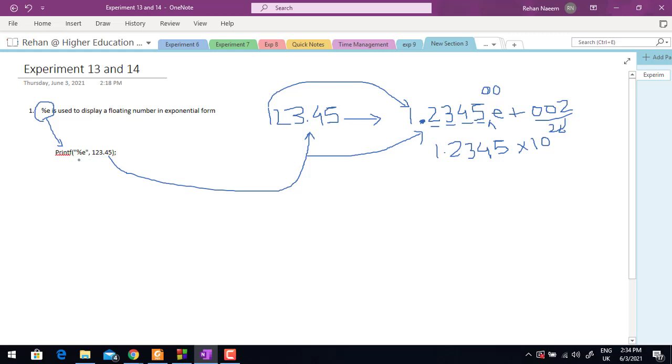So remember that percentage E will convert a floating number into exponential form, in which there will be only one digit at the left hand side of the decimal point, 6 digits at the right hand side of the decimal point, along with E and the power 002.